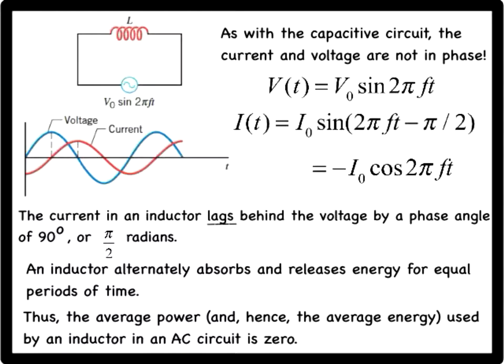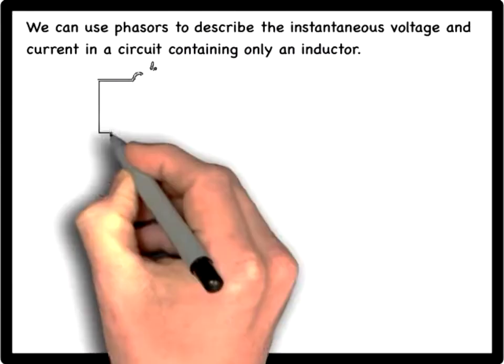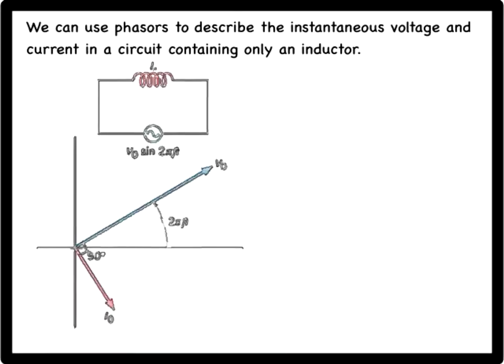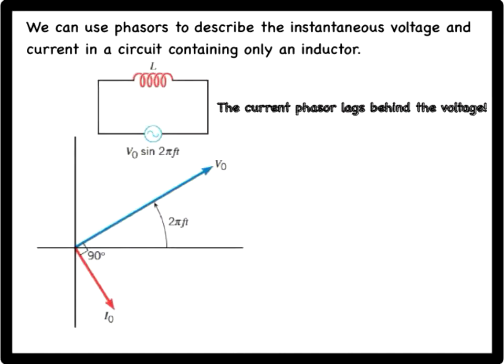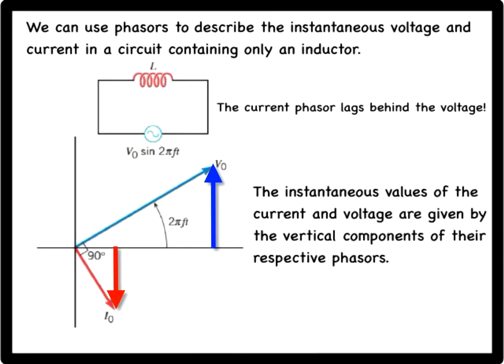As we did with the capacitive AC circuit, we can use phasors to describe the instantaneous voltage and current in a circuit containing only an inductor. The voltage and current phasors remain perpendicular as they rotate because there is a 90-degree phase angle between them. The current phasor lags behind the voltage phasor relative to the direction of rotation, in contrast to that for a capacitor. Once again, the instantaneous values are given by the vertical components of the phasors.